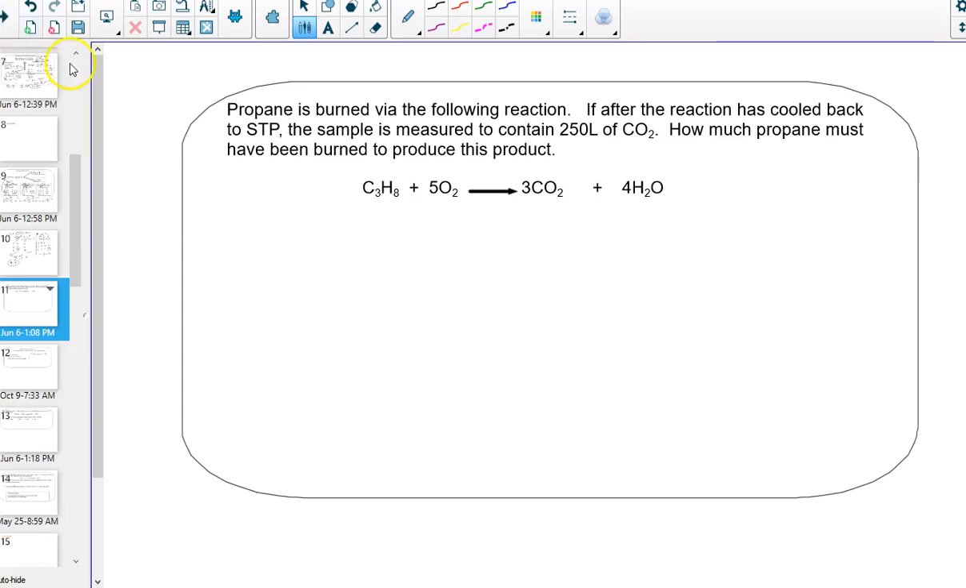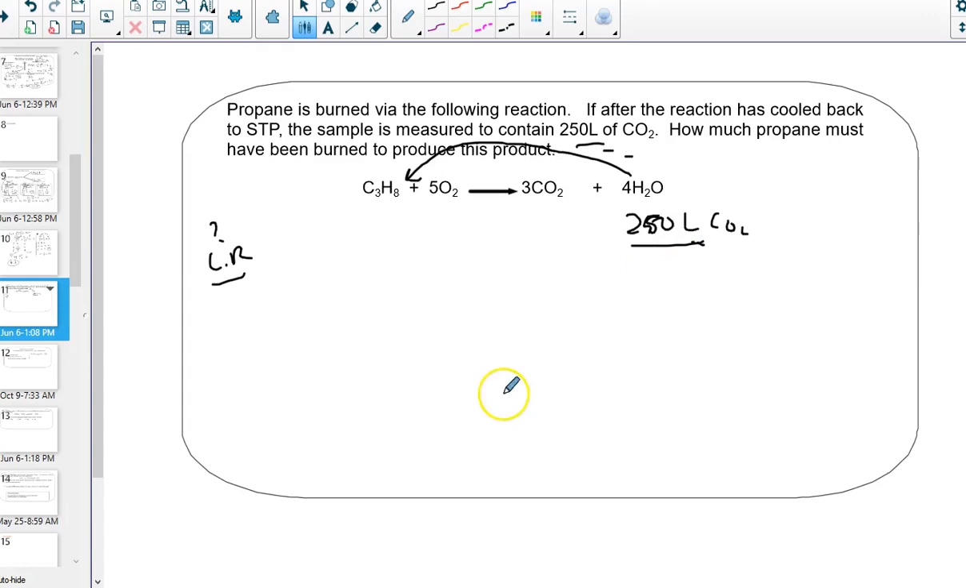Now notice here on this problem, it's just telling me that I'm getting 250 liters of carbon dioxide. I only have one item here, so this is not a competing limiting reactant problem. All I'm going to do is jump from here to here. We'll be adding in a few little details here as well about how do I go about dealing with liters.